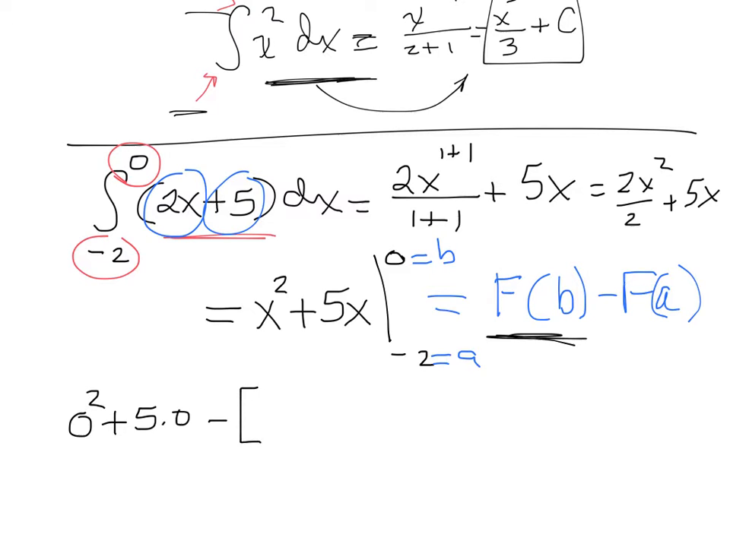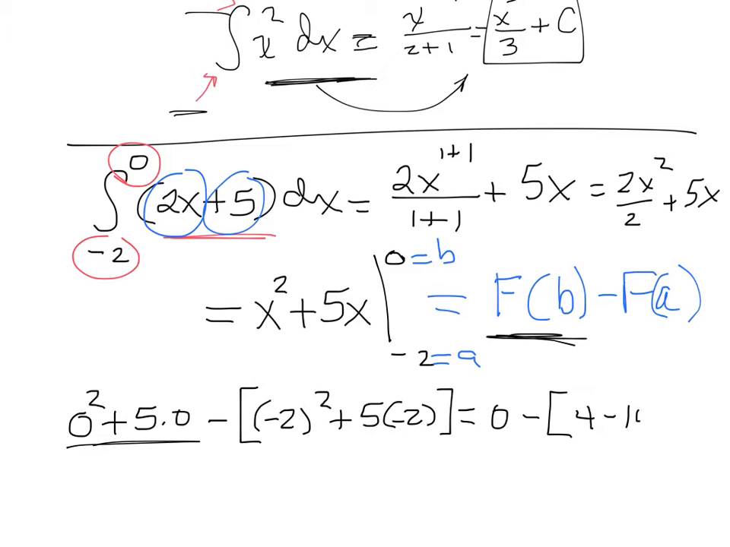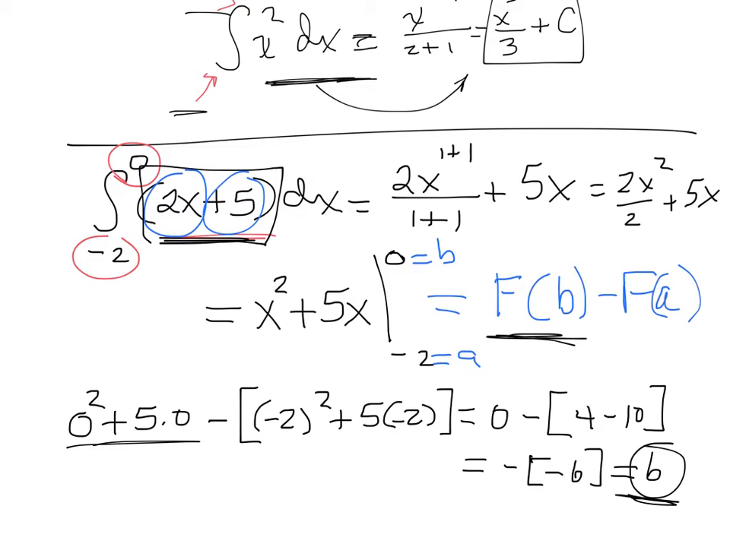Minus, in here I'm going to plug in -2. So -2 squared plus 5 times -2. And that's, of course, going to give me 0 minus 4 minus 10, which is going to give me a -6, or just simply 6. And that's the area. If I drew the graph, that's the area underneath that graph in the interval from -2 to 0.